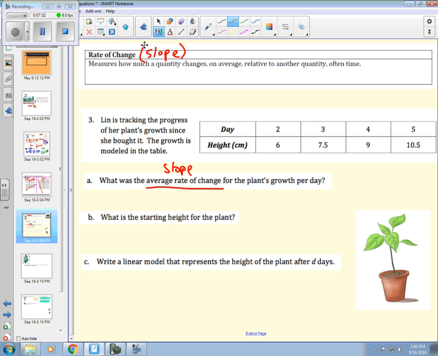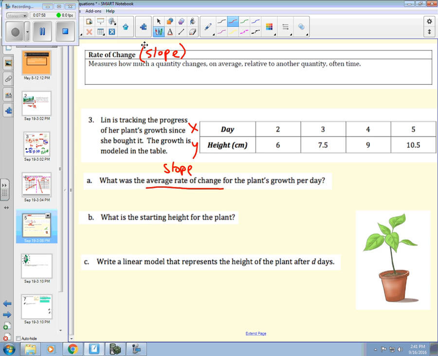So on number 3, Lynn is tracking the progress of her plant's growth since she bought it. The growth is modeled in the table shown. What is the average rate of change in the plant's growth per day? Okay, so on a problem like this, you want to figure out what's your x and what's your y. X, y, okay, and then find the slope.